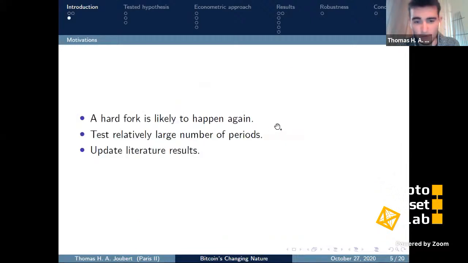So why is it important to study the impact of hard forks? The first reason is that hard forks are likely to happen again, and not especially on Bitcoin, but it can happen to most cryptocurrencies. So many hard forks oblige me to study many cases, because each study must be included into two hard forks. The methodology comes from the literature, so I will update their results.